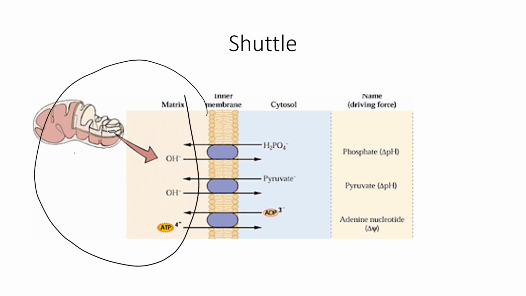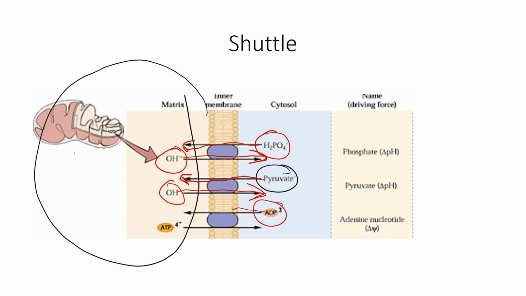You're seeing pyruvate being shuttled in, and when pyruvate is shuttled in, this is called an antiport. It gets shuttled in exchange for a hydroxide ion going in the opposite direction. Here you can see phosphate, inorganic phosphate, being shuttled into the matrix, also in exchange for a hydroxide ion. And here you can see ADP being shuttled into the matrix in exchange for ATP.